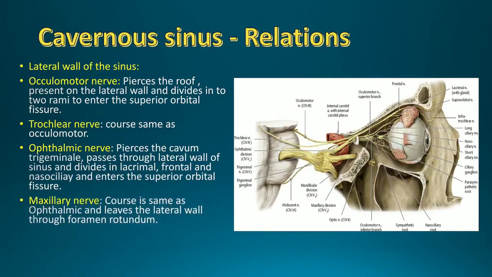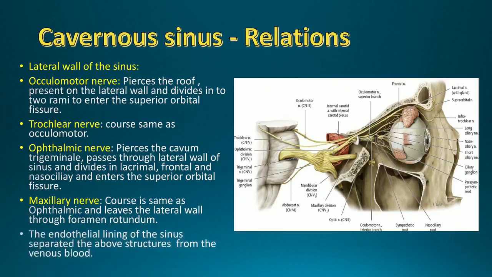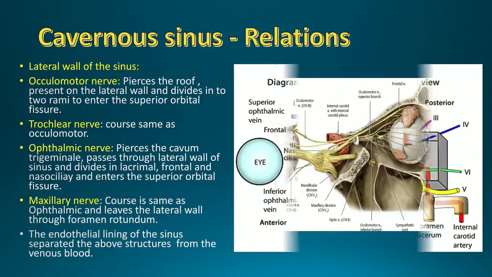So to summarize, it is the oculomotor nerve, trochlear nerve, ophthalmic division which divides in the anterior part into lacrimal, frontal and nasociliary, and then the maxillary nerve passing through the foramen rotundum. So as I told you, they are all separated by the endothelial lining of the sinus. So next we will pass on.